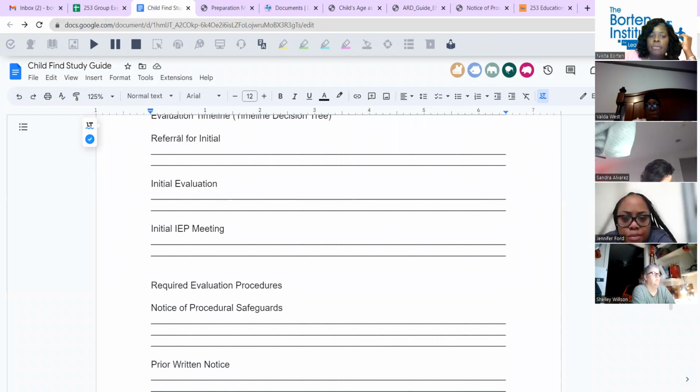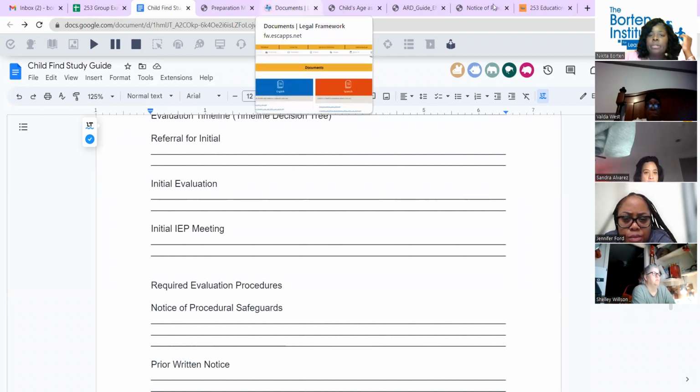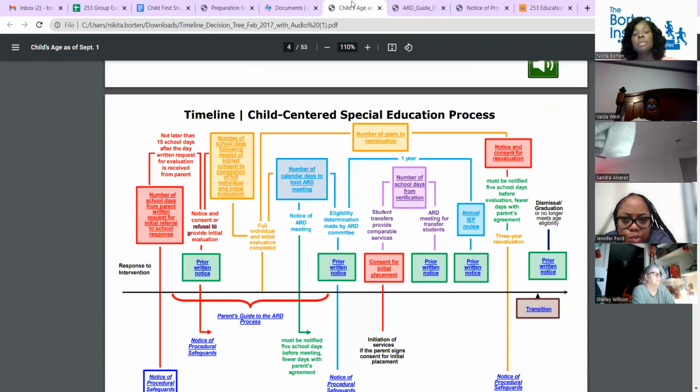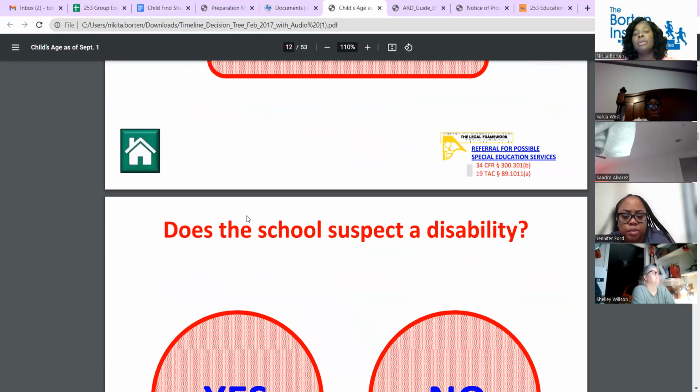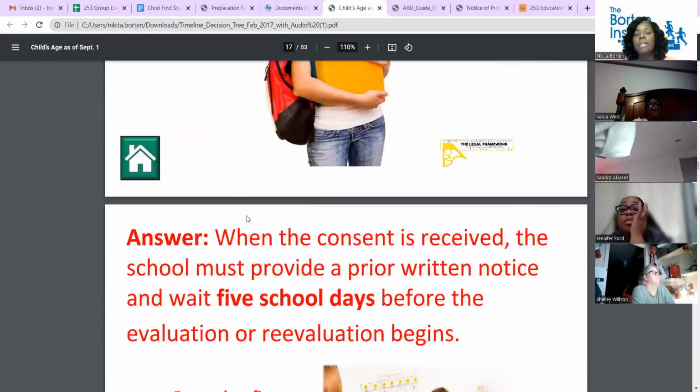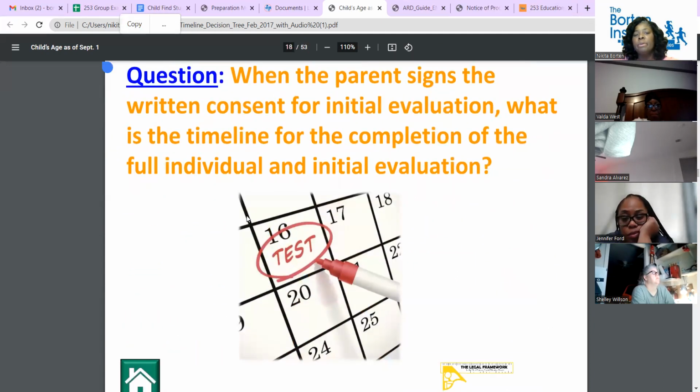Okay, so referral for initial, you have 15 school days. Let's say that your district agrees to go ahead and do the evaluation and you get consent for assessment. You see how it goes from red to yellow? Then when you scroll down here, it's color coded. So everything red has to do with referral, and then everything yellow has to do with initial evaluation. That's what I'm doing right now.